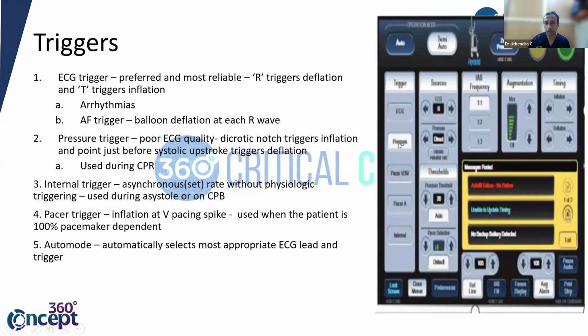Next is pressure. You have a pacemaker, next to only arterial pacemaker. Next you have something called internal mode, which is like a default mode. I'll tell you when to use these. What are the advantages of these?